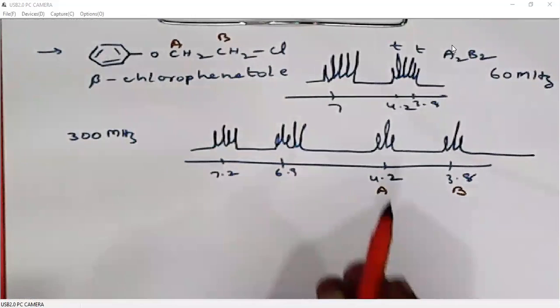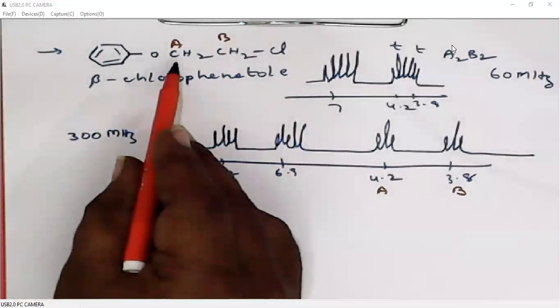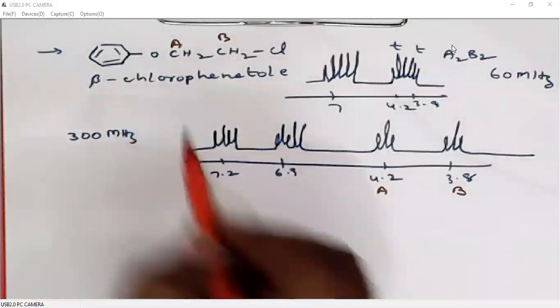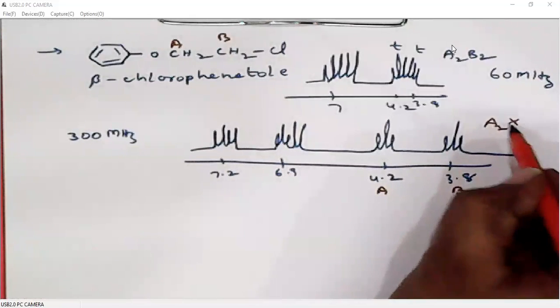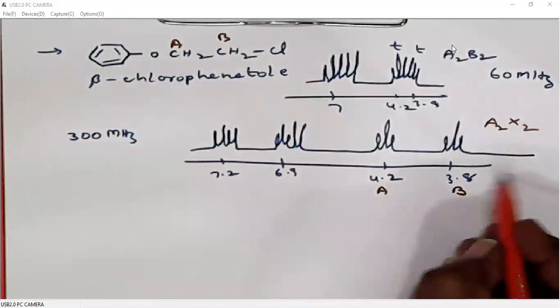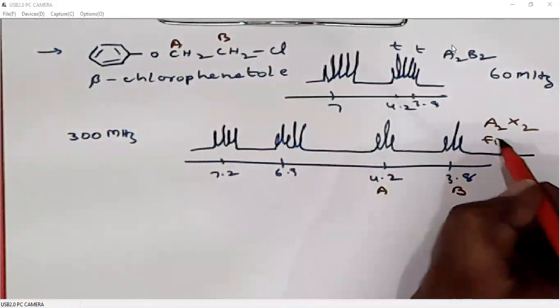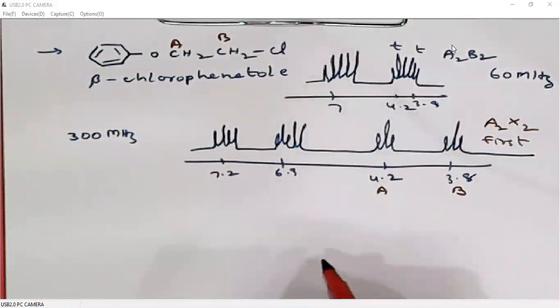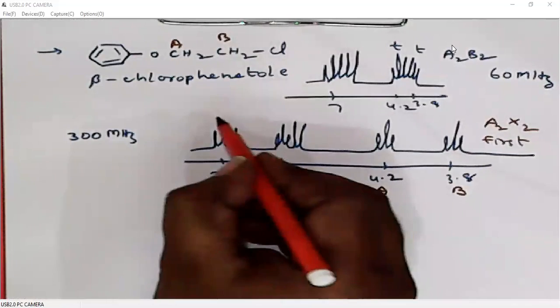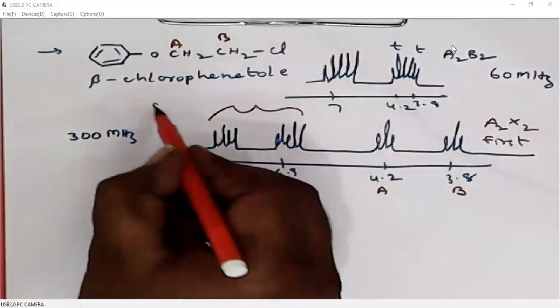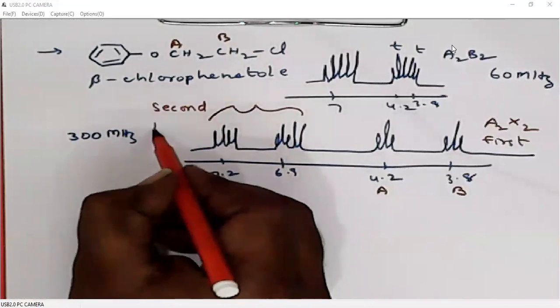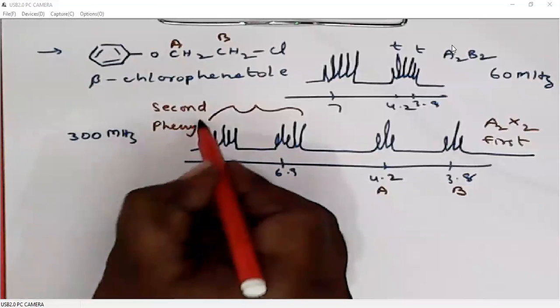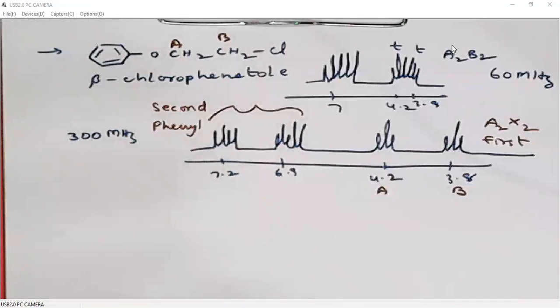Now we can clearly see a triplet for A type protons and a triplet for B type protons. So in this case, we can say it is A2X2. It is first order. But for the phenyl region, it is still second order, because the multiplets are not clear.